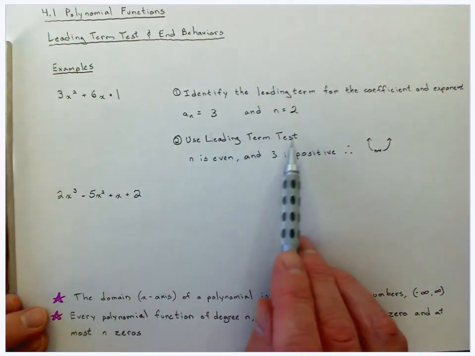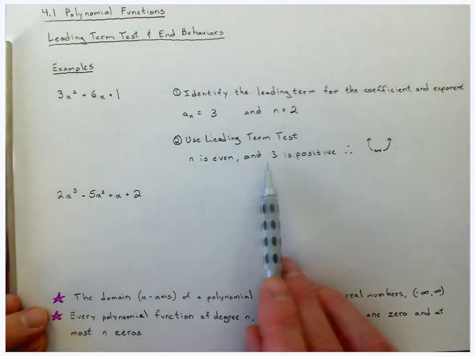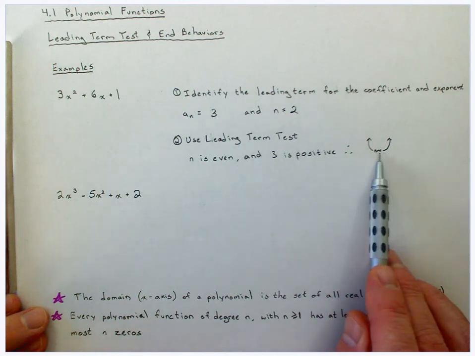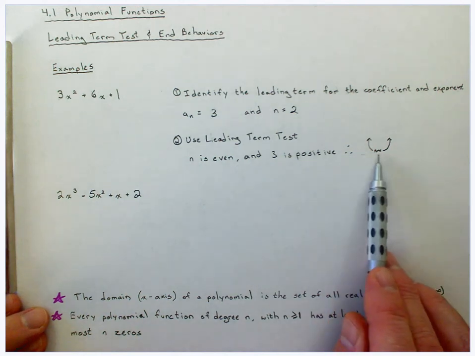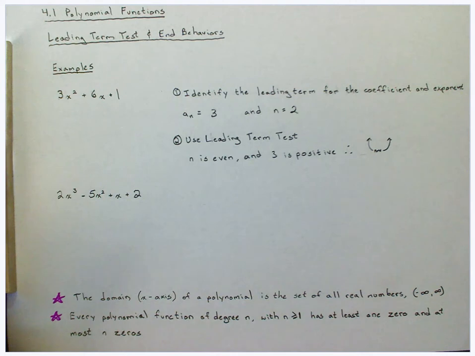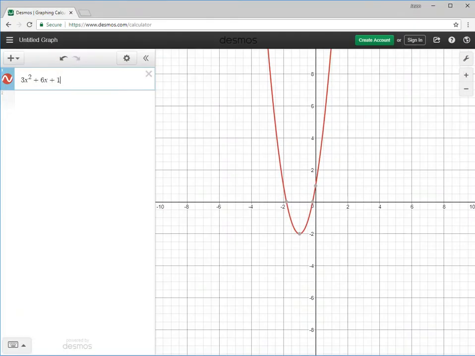Using the leading term test, n is even and 3 is positive, so therefore that's how my graph is going to look. Let's take a look at it. (3x squared plus 6x plus 1). Notice it has the shape. In the middle, I don't really know where it's going to go. I have to use other things, but my end behaviors, my leading term test, tells me this is the direction of the graph.